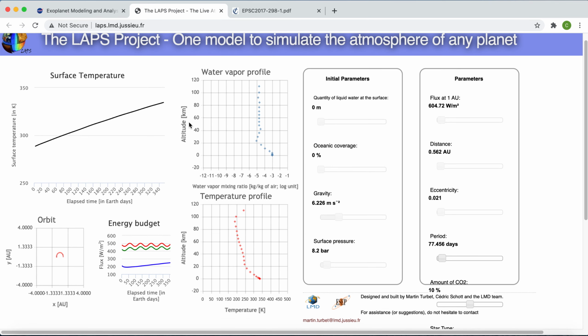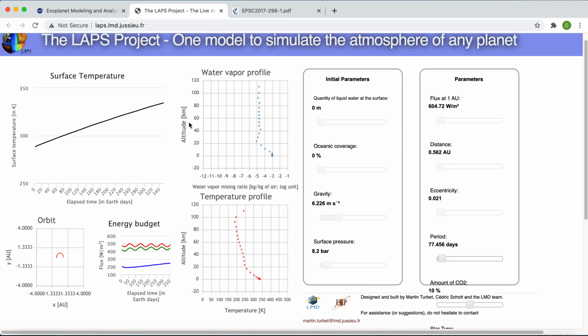So this is a really, really cool tool that can give some insight into a lot of different exoplanets based on the initial parameters that we gather about them.